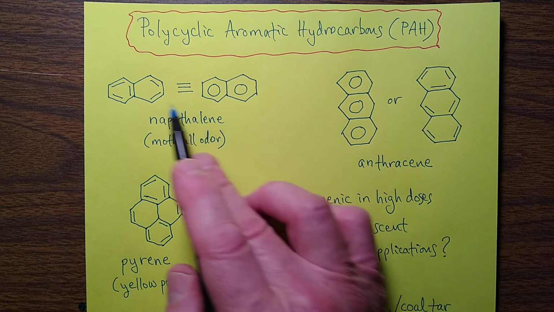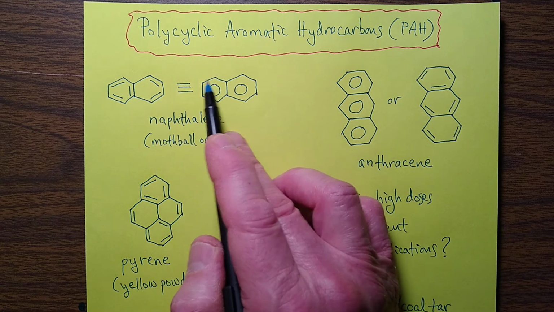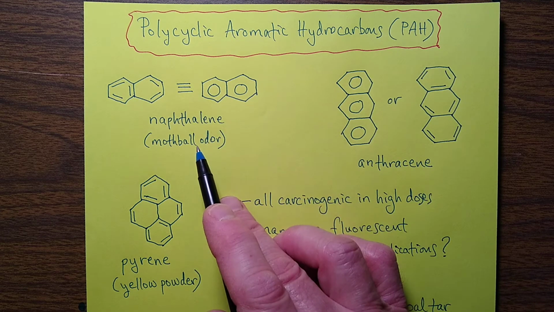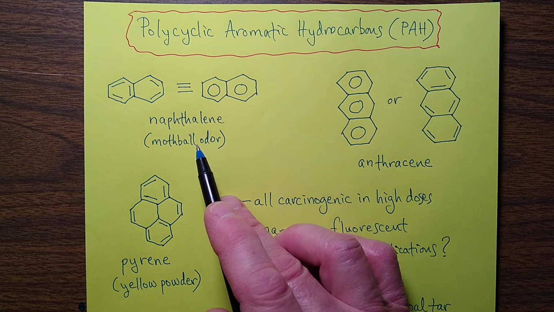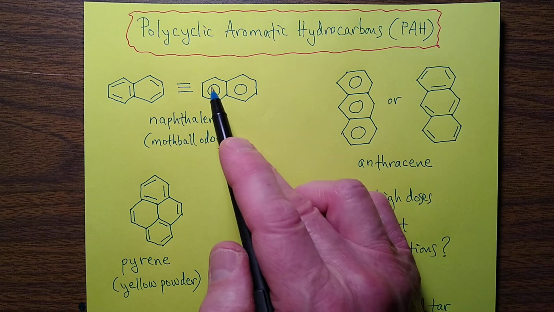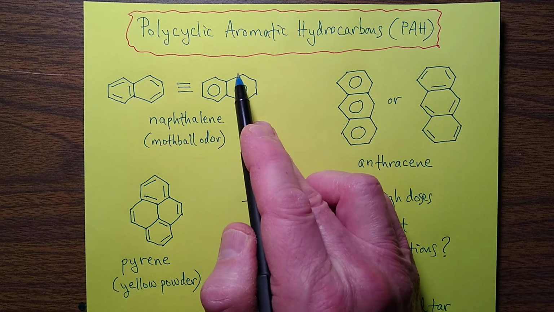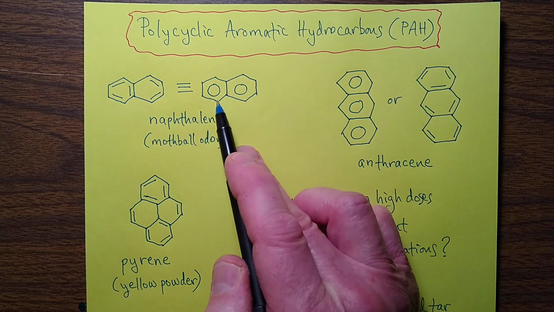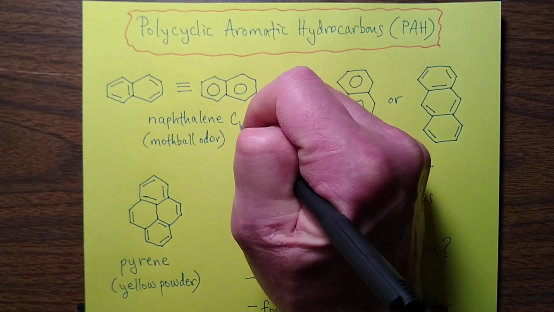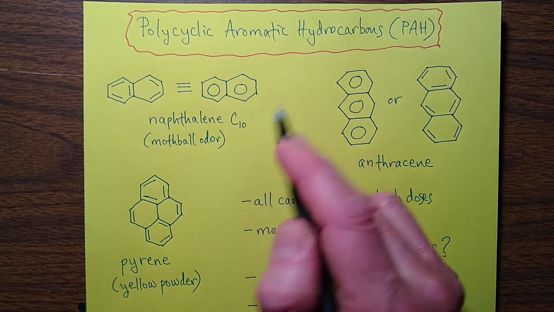Now, notice how I'm drawing them. They're line drawings because it's just much quicker to draw them like this instead of drawing every carbon and hydrogen out. But I want you to be able to read these. So what would the molecular formula of naphthalene be? Well, let's just go around the rings. 1, 2, 3, 4, 5, 6, 7, 8, 9, 10. It would be C10, if I did that right. 1, 2, 3, 4, 5, 6, 7, 8, 9. Yeah, 10.